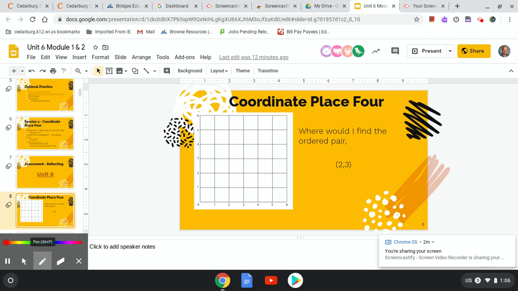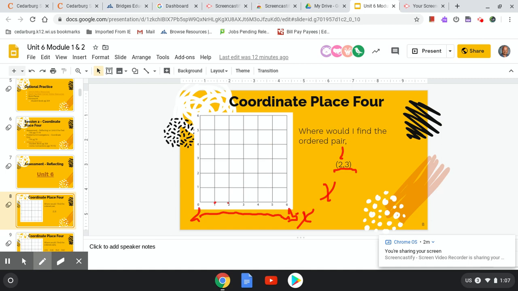So with ordered pairs, we have 2 digits. The first digit is our x-axis. Now remember, our x-axis goes right and left. Sorry, I'm just getting used to using the stylus. So that first number is going to tell us where to place our number on the x-axis. So I will go over 2. So there's 1 and 2, right?